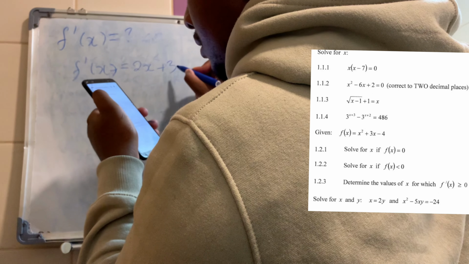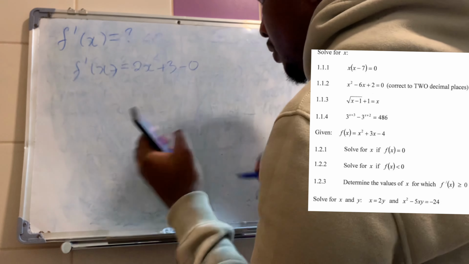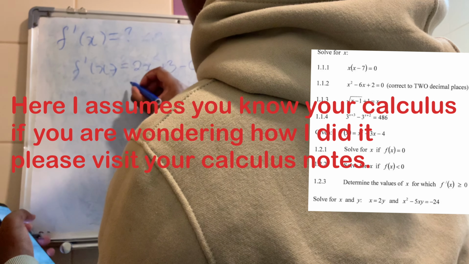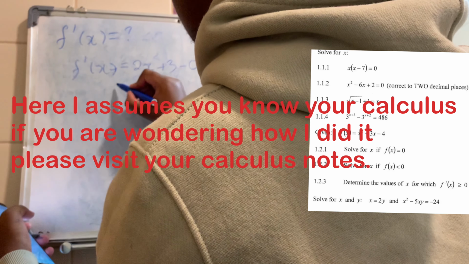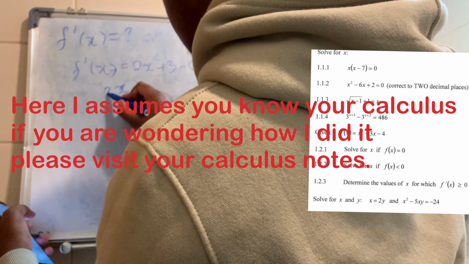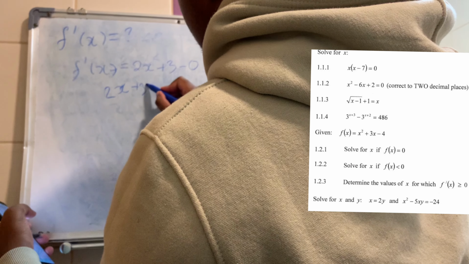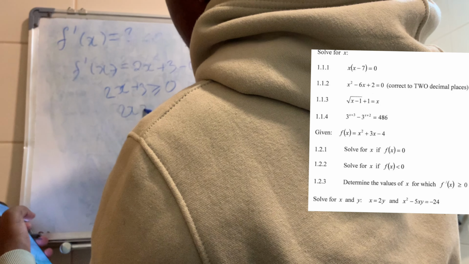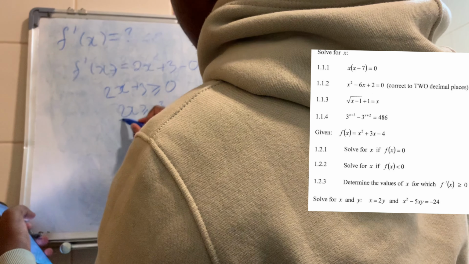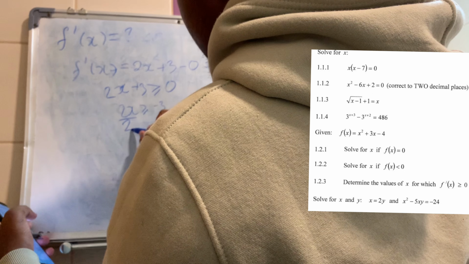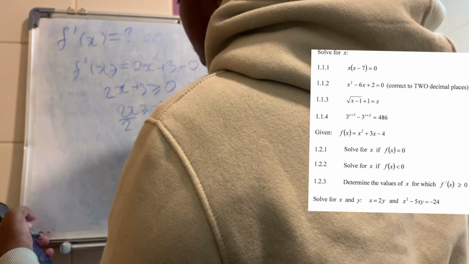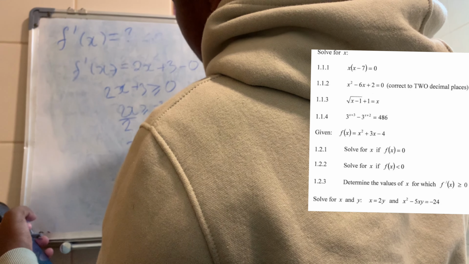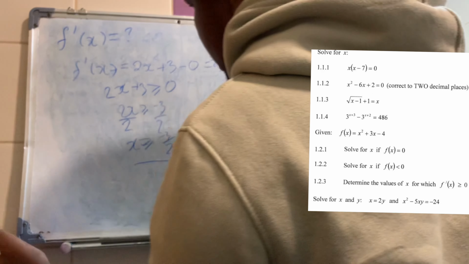plus 3 minus 0, which is just calculus alone. If x squared gives 2x, 3x gives 3, and a constant gives 0, then it's 2x plus 3. You take the 3 across and divide by 2, and you're going to get x is greater than or equal to minus 3 over 2. This is what they want.